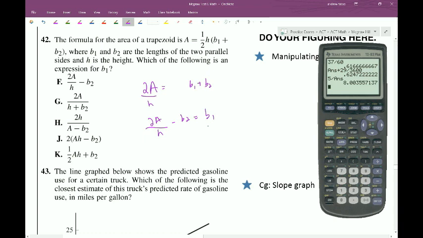So that's going to be answer choice. Which one? Let me see here. Yeah, that's going to be F.